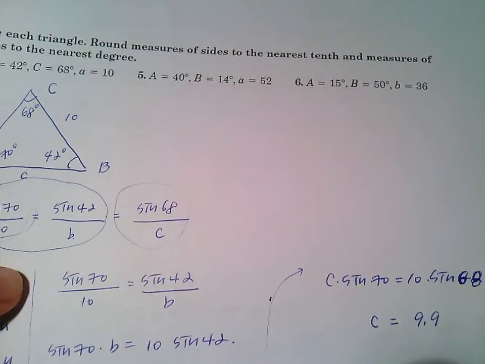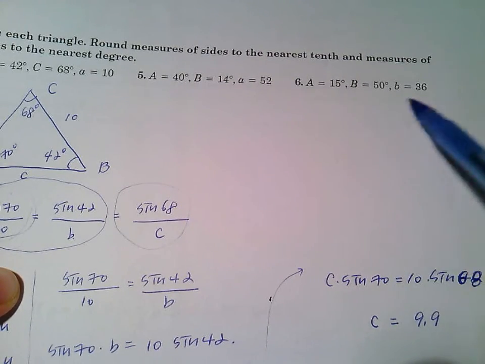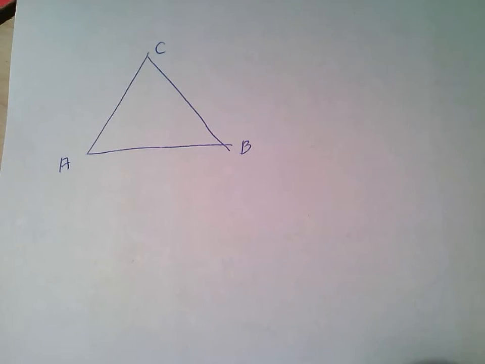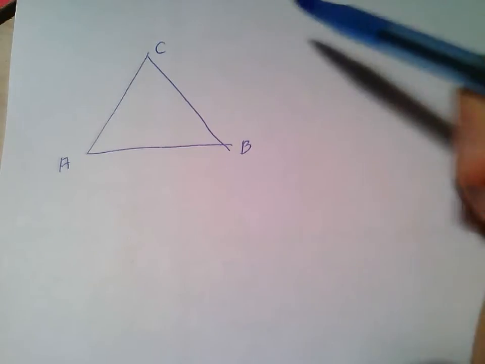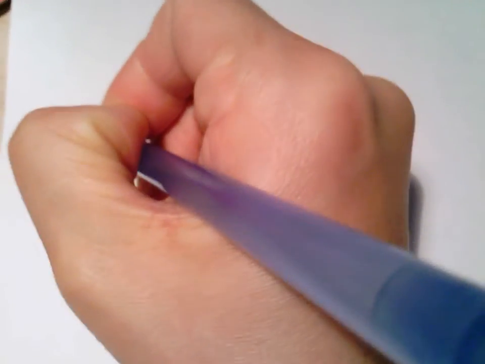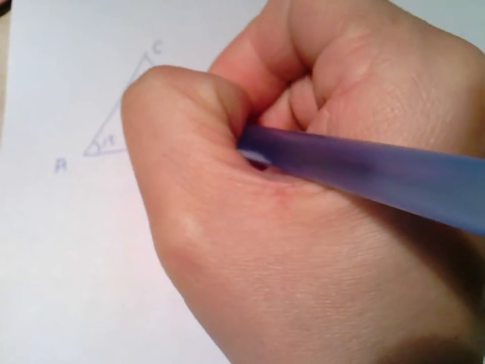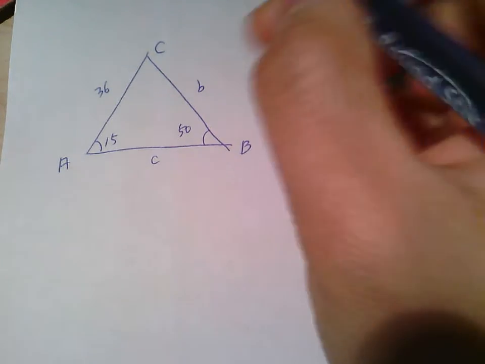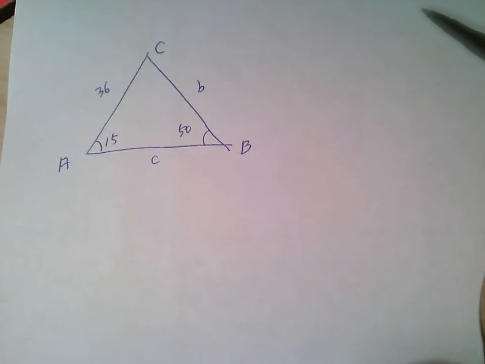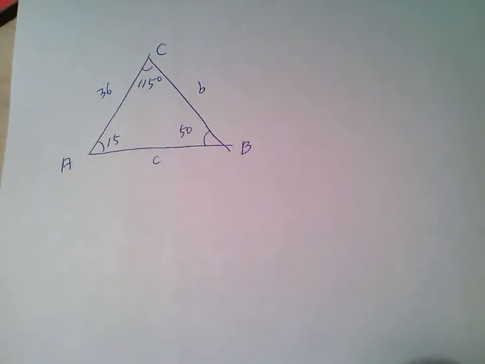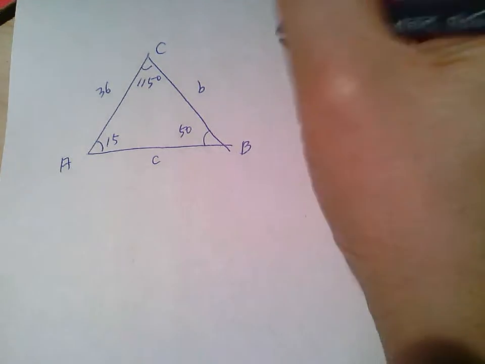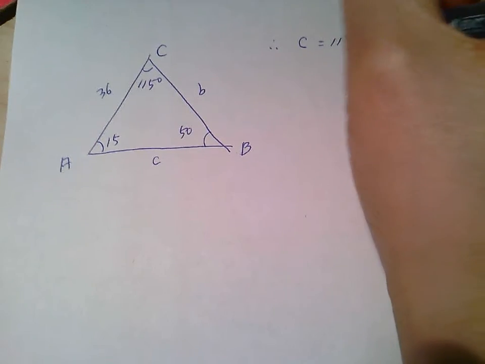Okay. So I'm going to try number 6 one more time. So this is number 6. So I draw the triangle. So angle A is 15. Angle B is 50. The corresponding side of B is 36. So we're going to find out the B and C. Okay. So we know this missing angle. This one is 65. So 180 minus 65, which is 115. So we know this angle is 115. Okay. So angle C is 115 degrees.